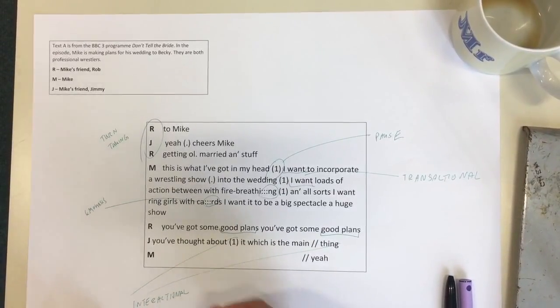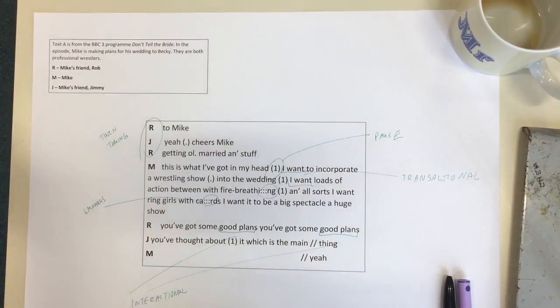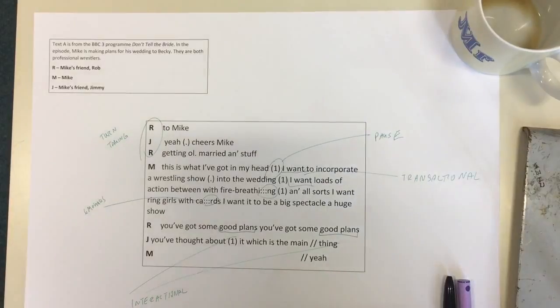Clearly it's mental to have a wedding with fire breathing and ring girls with cards. I love this woman so much that I want to have ring girls holding cards all the way through. So, it seems silly. And you can see actually how silly it is with Jimmy. Well, you've thought about it, which is the main thing, that sort of sarcastic tone that he's got there.